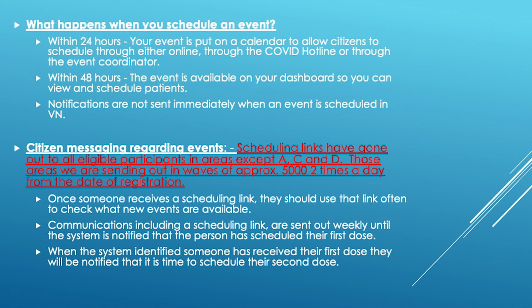Communications include that link, and they're sent out weekly until someone schedules their first dose. Once you've scheduled your first dose, you will no longer receive that scheduling link weekly. Once you've received your first dose, within 17 days of that dose, you'll start receiving your second dose reminder, letting you know that you need to schedule for your clinic. The one caveat is that we're hoping our vaccinators are scheduling their first dose and second dose clinic at the same time, and we're scheduling our patients at the first and the second time. Then they wouldn't get that scheduling link because they're already scheduled.